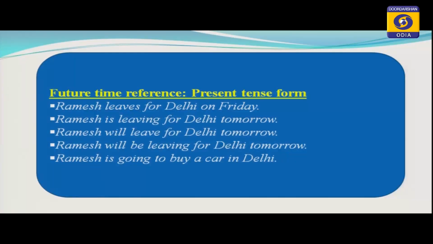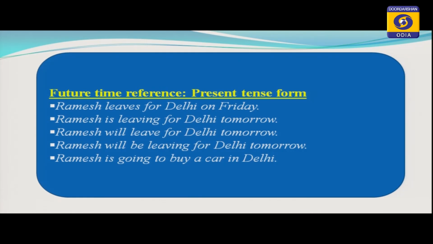And so, you find that a tense has more than one time reference. Now, children, you have future time reference, and there is the use of present tense form. Now, mark these sentences. Now, I have taken Ramesh as the subject. Ramesh leaves for Delhi on Friday. Ramesh is leaving for Delhi tomorrow. Ramesh will leave for Delhi tomorrow. Ramesh will be leaving for Delhi tomorrow. Ramesh is going to buy a car in Delhi.